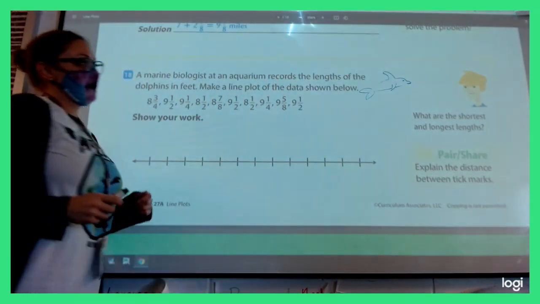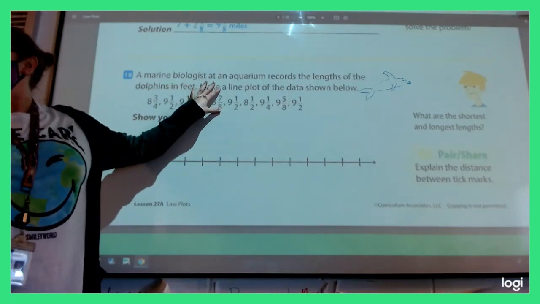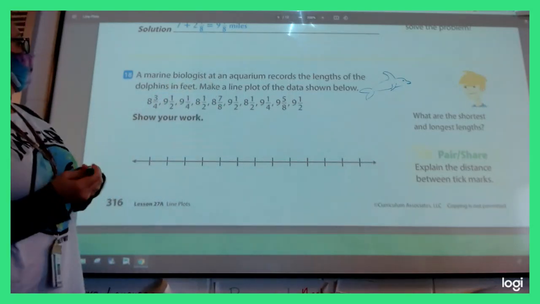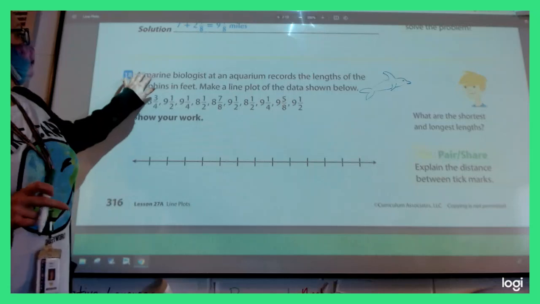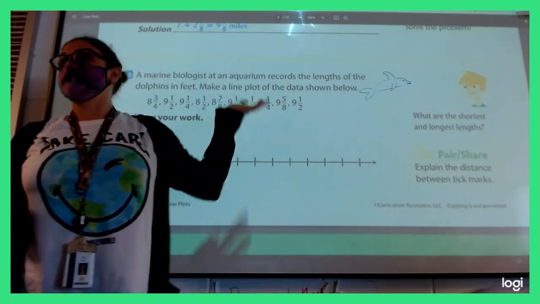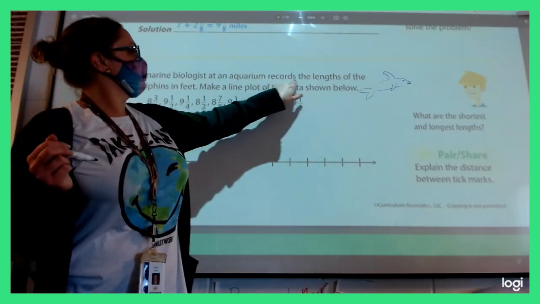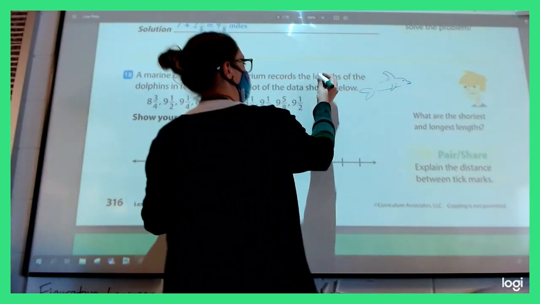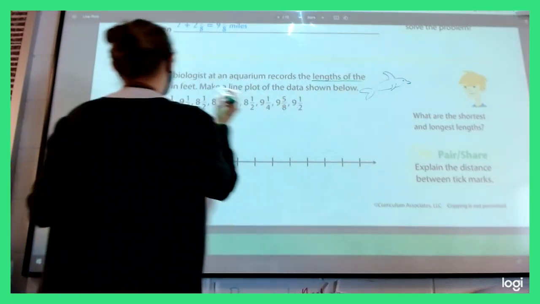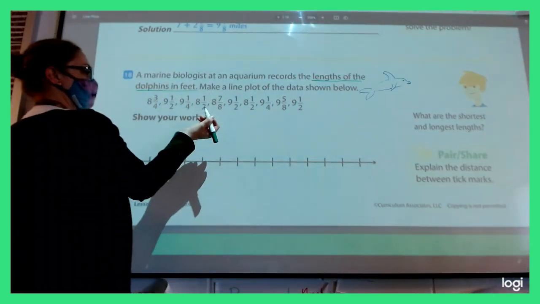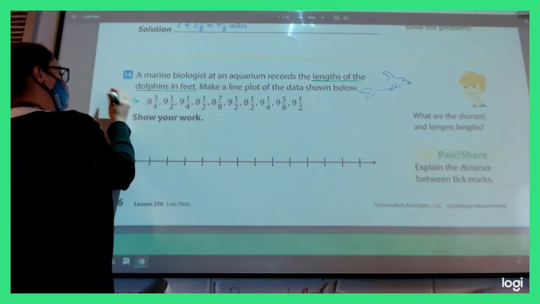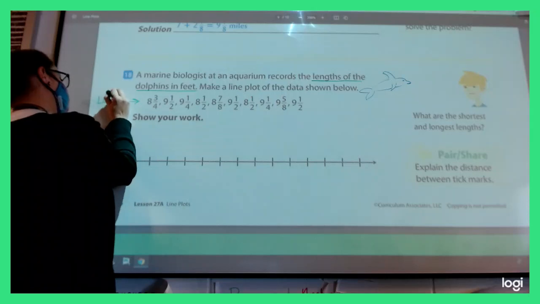All right, so first thing, we need to make sense of what they are asking us to do. So I'm still going to box and highlight and go through my word problem. The marine biologist in the aquarium, none of that's really important. It's interesting. It makes it kind of click in my head, but I don't need to know it. She's recording the lengths of dolphins. Well, that is important. Lengths of dolphins in feet, okay? So all of these numbers are the lengths of dolphins.